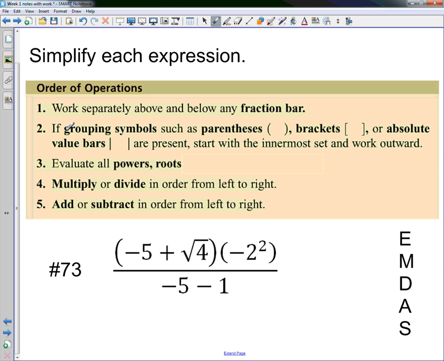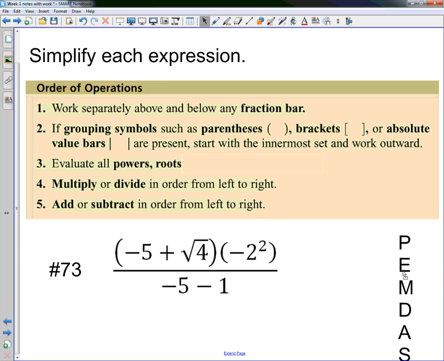So we have the grouping symbols: parentheses, brackets, absolute values. You want to work on the innermost set and then work out. Then we have powers and exponents. Multiplication and division in order from left to right. So division can't come first if it's left of multiplication. And then we have addition and subtraction, again from left to right. And the idea is subtraction can come before addition if it comes first left to right. Okay, so let's see what we have.